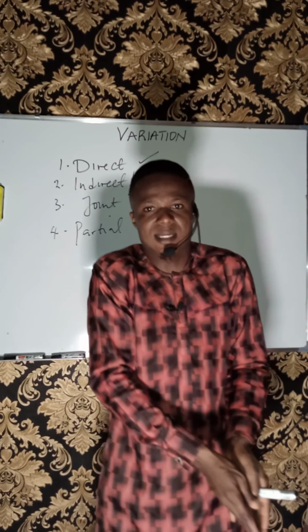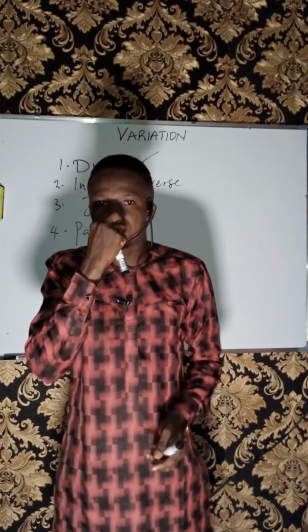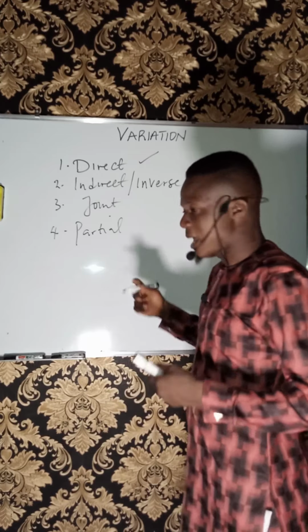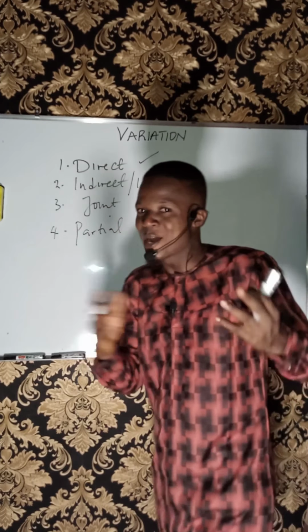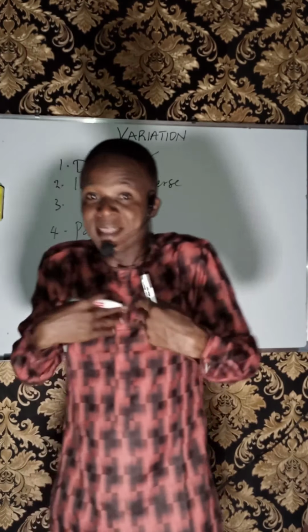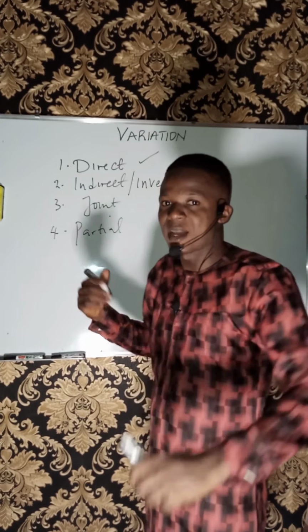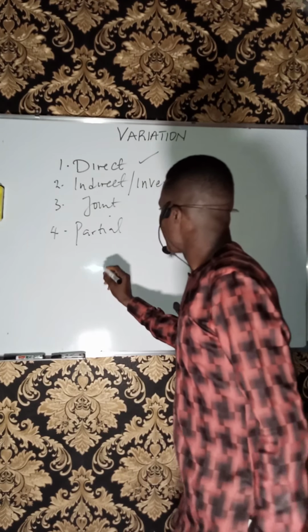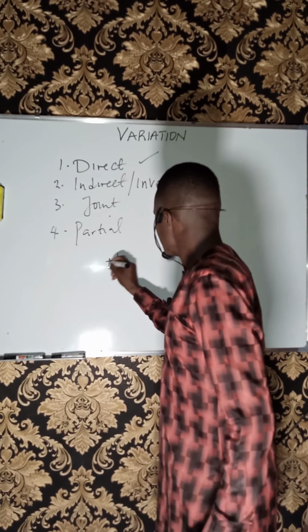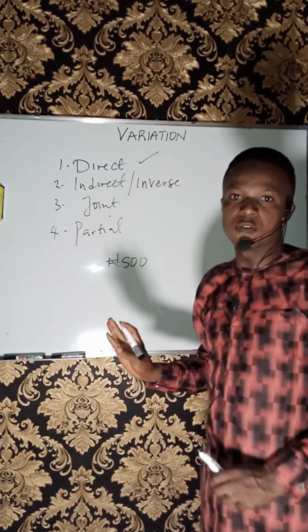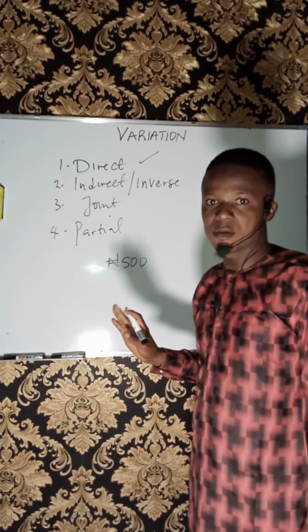For example, assuming the cost of a cloth, let me be your tailor now, even though I don't sew clothes. All right, so assume that I am a tailor now, I sew clothes. Now assuming I charge 500 naira for sewing a cloth. That is my charge for sewing a cloth.